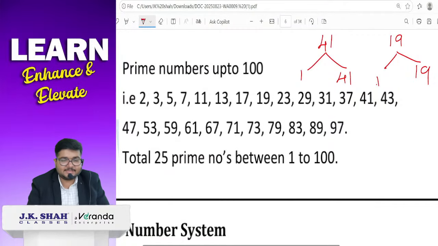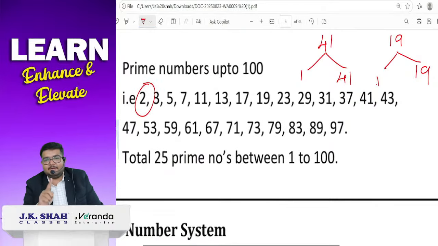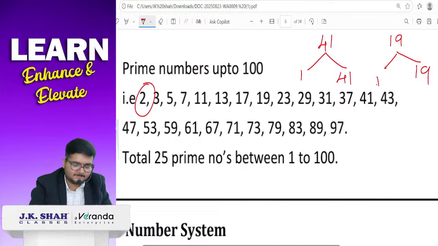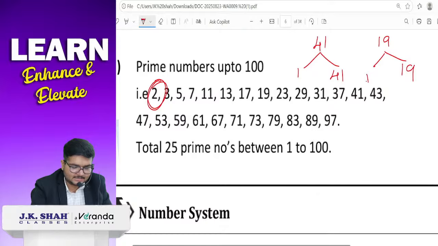First question: which is the only even prime number? You can find only one even prime number, that is 2. So the answer is 2. Now, which is the first prime number? The answer is 2. Such type of question can be asked in your exam, right? More questions can be asked to you.